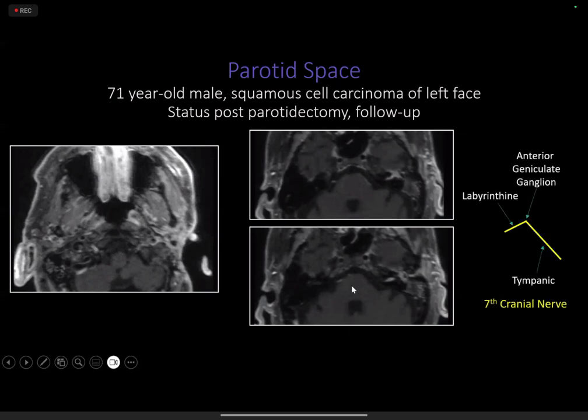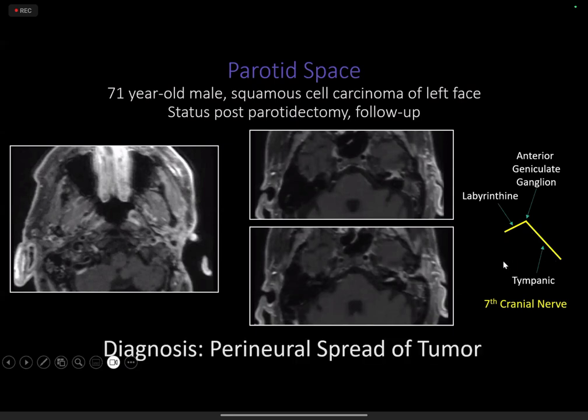So remember that the facial nerve, the seventh cranial nerve, takes a sevenfold type of course within that temporal bone. So you have the labyrinthine segment right over here, the anterior genu and geniculate ganglion here, which also enhances and is abnormal, and then you have the tympanic segment extending out. And this was a case of perineural spread of tumor, unfortunately recurrent residual disease in this patient.